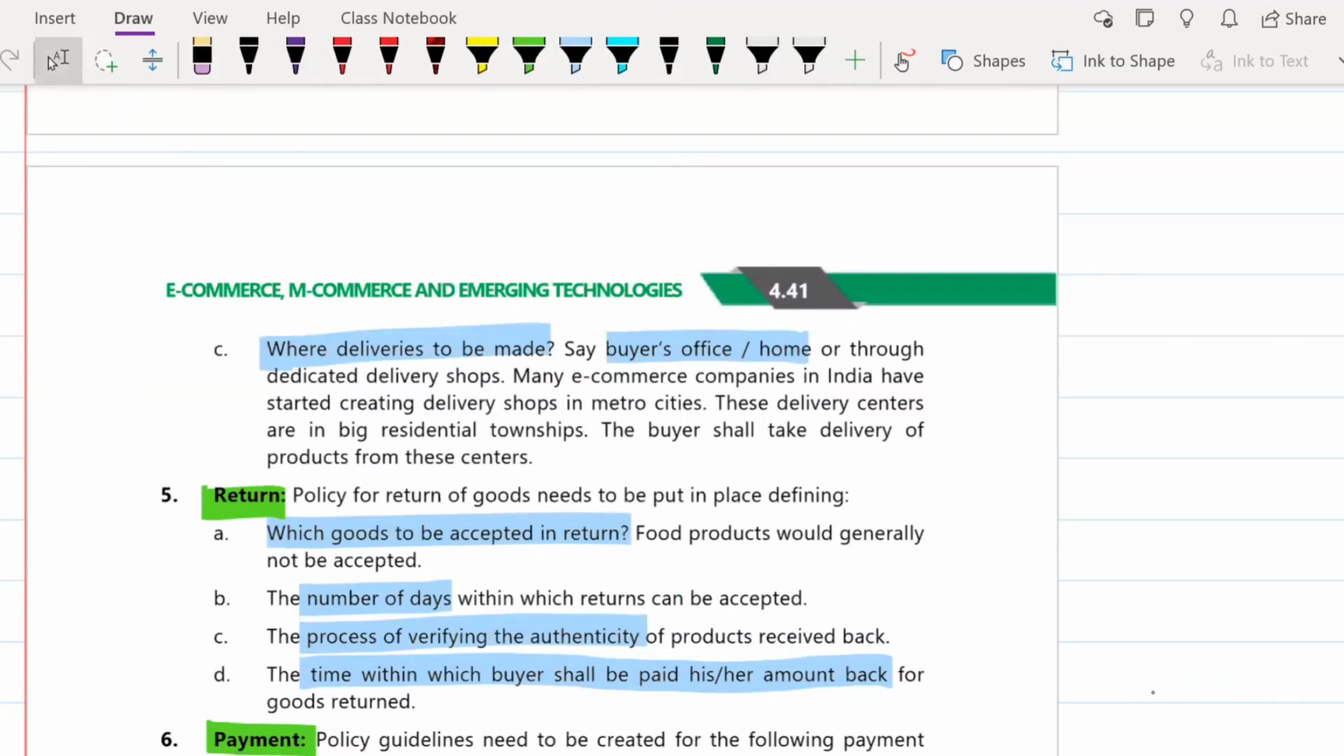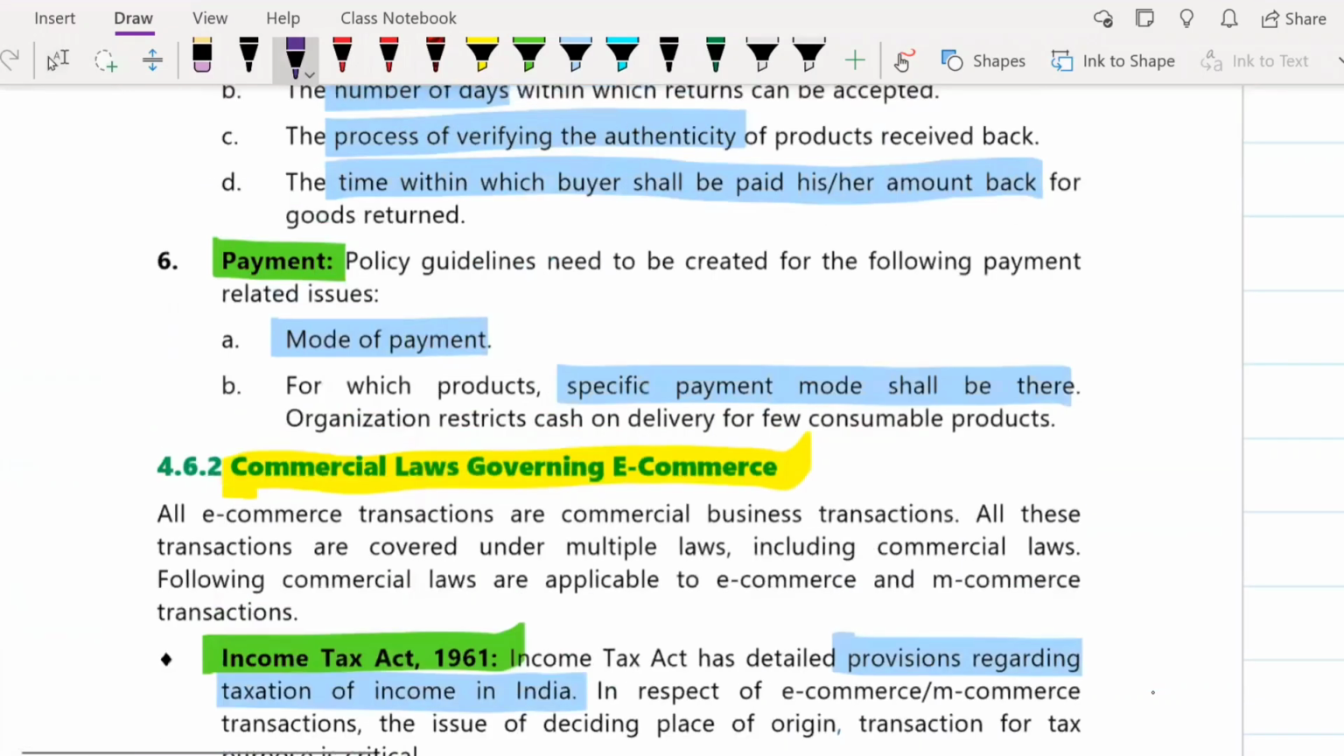Then they have to decide on which days they are going to make deliveries in their business. Amazon usually delivers all days a week and at all times. Then you have to decide where deliveries are to be made, depending on whatever information the customer is going to give, whether they are going to deliver it to the buyer's office or the buyer's home. Okay, so policies on these should be given properly.